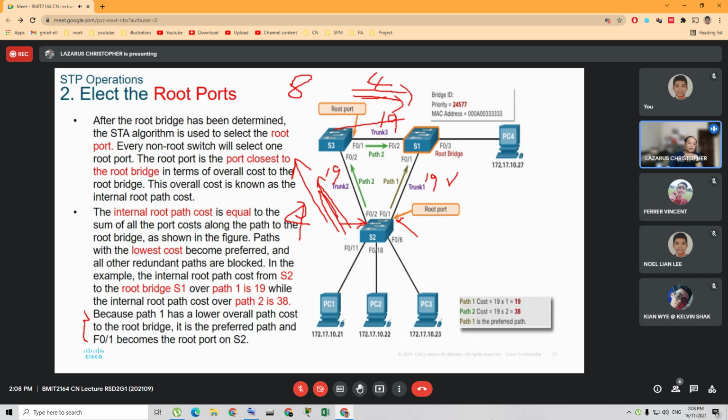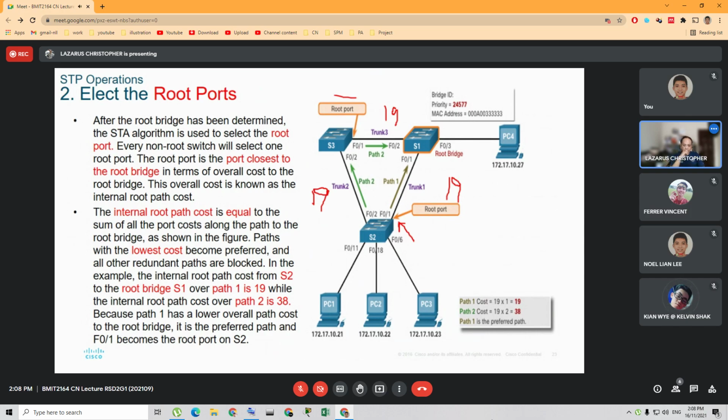But in our example here, they are all fast Ethernet. Therefore, 19 of course slow. Here 19 means 38. The whole thing is 38. Here only 19. So 19 wins over 38. So that's why this is root bridge, right? This is root bridge. And same here, root bridge also. Is that okay? Okay. Right.